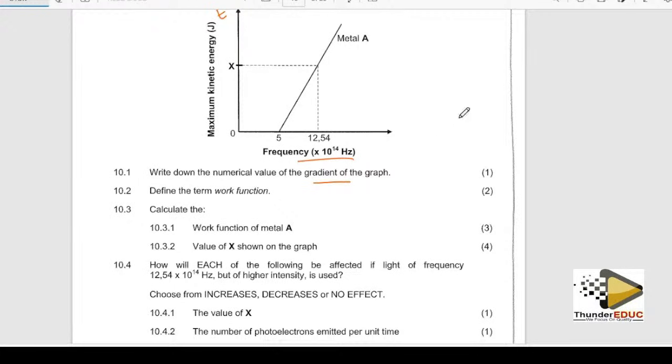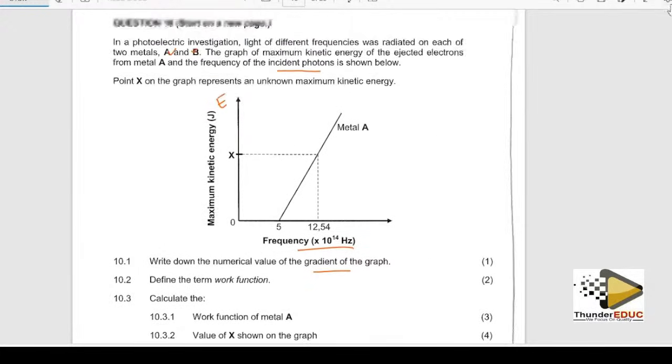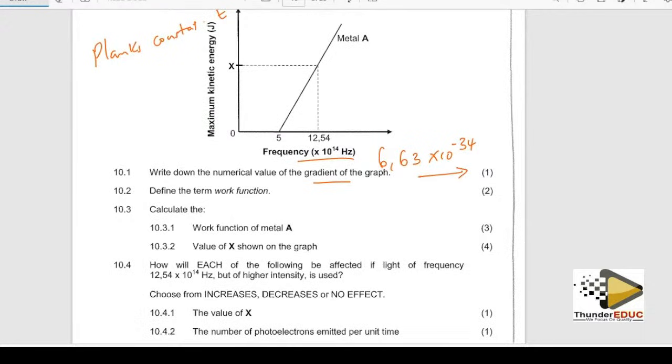In any graph of the photoelectric effect, the constant, which is the gradient in this case, is what we call Planck's constant. Planck's constant is usually given as 6.63 times 10 to the negative 34. That is the gradient.